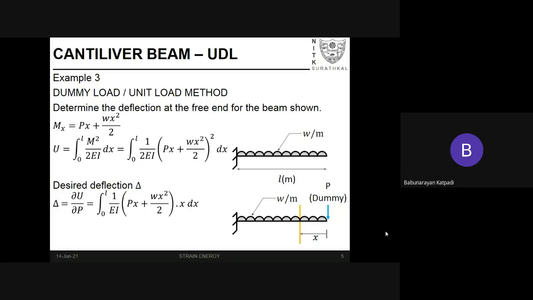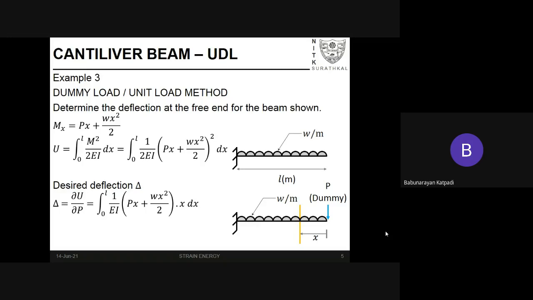Alright? This we do. And now we want the deflection at the free end, that is where the dummy load is. To get that, we should differentiate U with respect to P. So if you do this, ∂U/∂P, what we do is, we don't integrate and then differentiate. We rather differentiate it first and then do the integration.